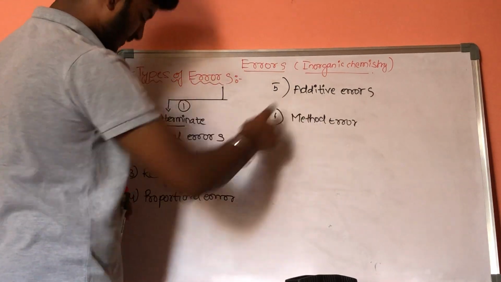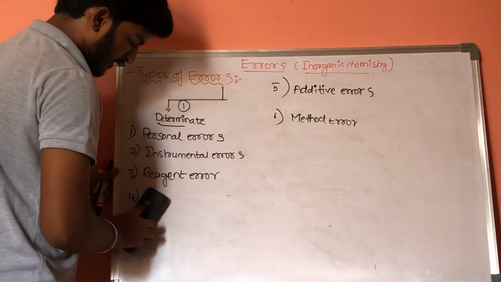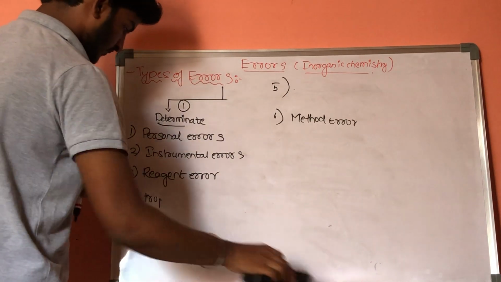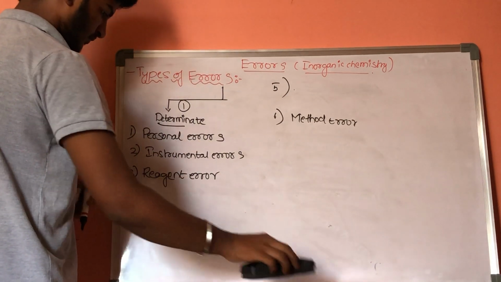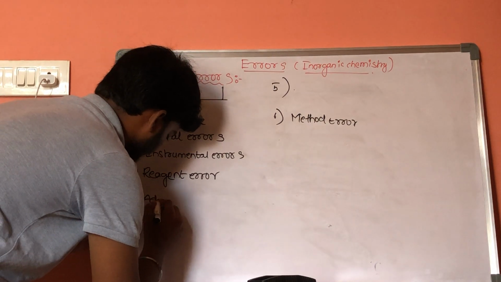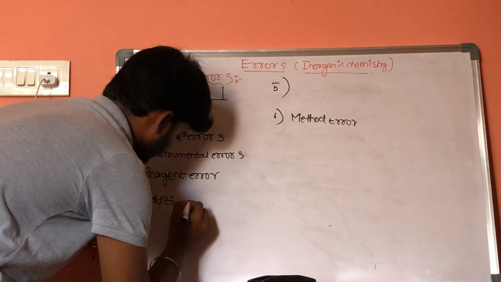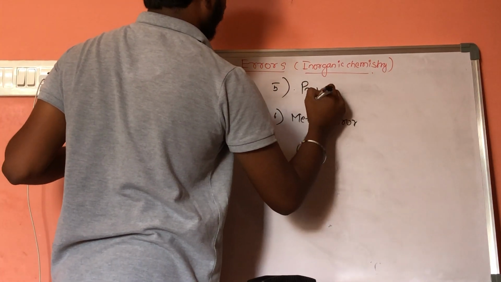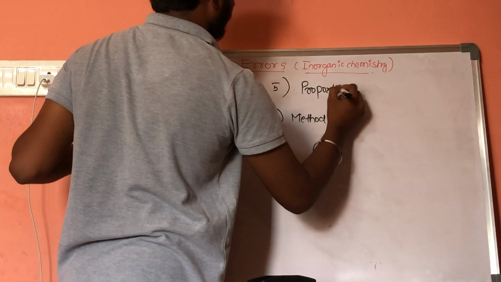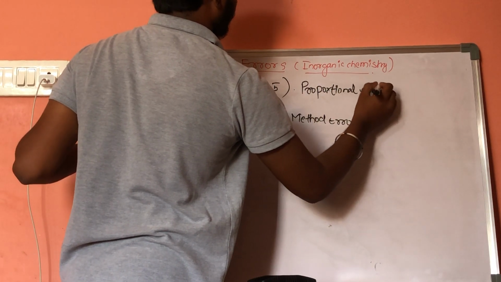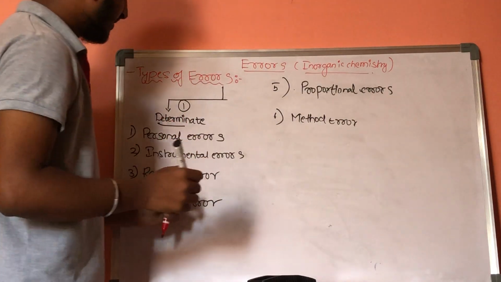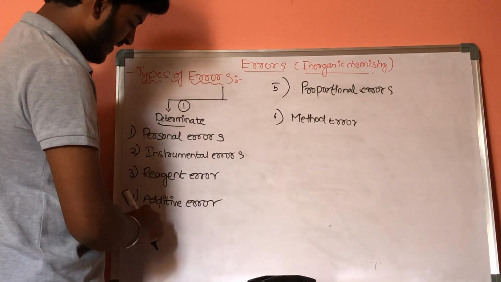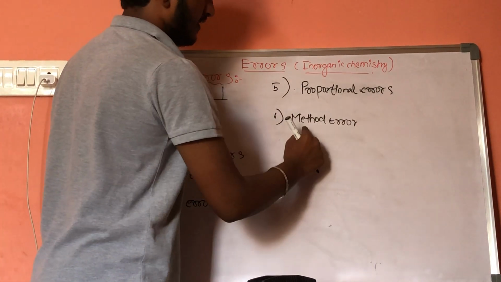First we should discuss additive error. Next we should discuss proportional error. Here we will write additive errors. Here we should write proportional errors. These are the 6 types of determinate errors: personal errors, instrumental errors, reagent errors, additive errors, proportional errors, method errors.